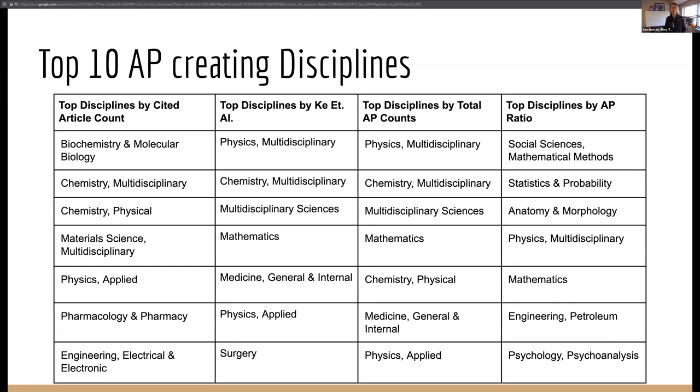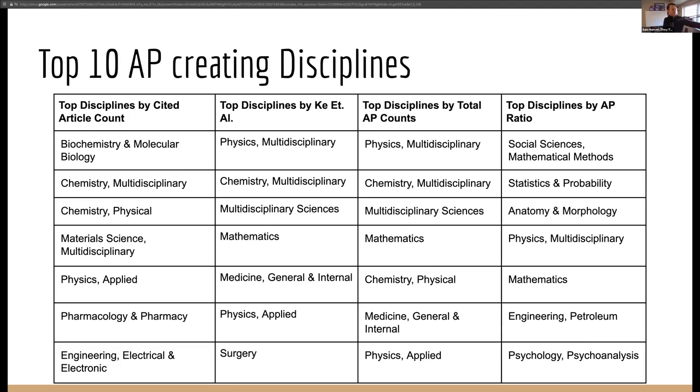And so for that, that means the top 10 Awoken paper creating disciplines. Sorry, there's just going to be a lot of tables here. There's been a lot of text on a lot of my slides, and I'm sorry. On the left-hand side, these are the top disciplines by cited article count, just the ones with the most articles. The next one over is the top disciplines that were found in the original paper. The column after that is the top disciplines by raw count that I found, which you will find is very similar to the list that they found, with the exception that surgery dropped off of my top list here.